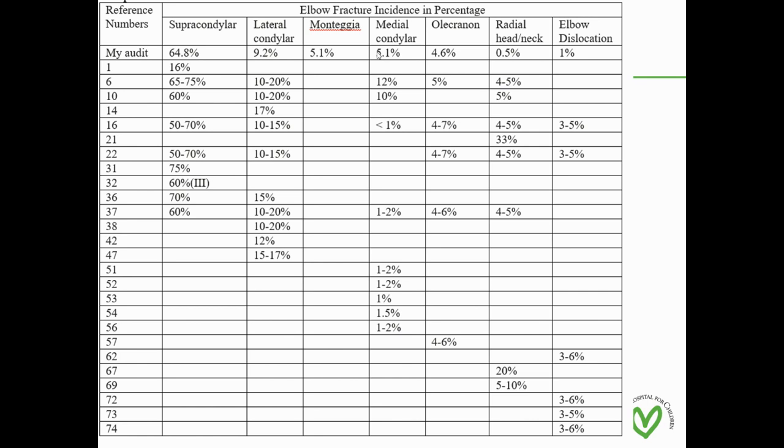And if we compare the percentage of detection in our audit to other studies, as we see in the summary of the table, most of the studies are very similar to our finding.